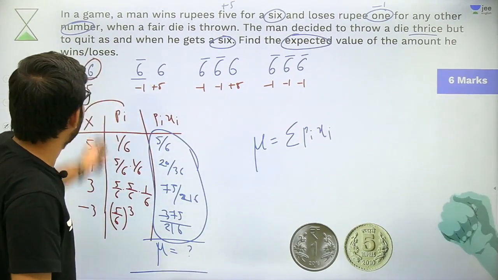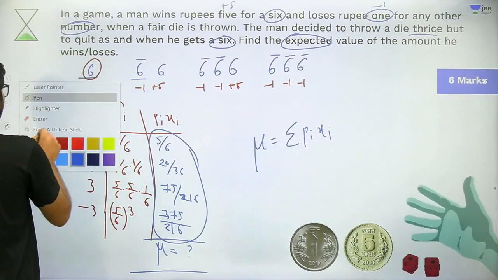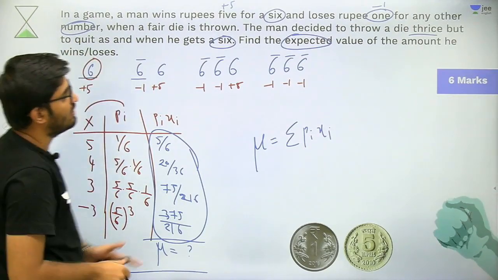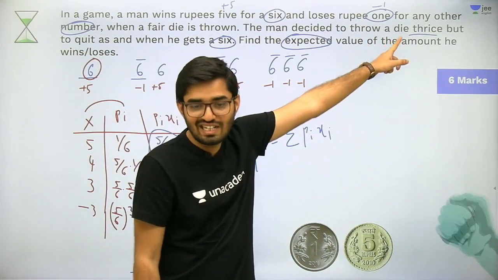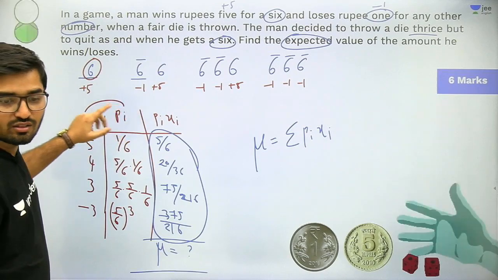See, in this question there are 4 cases. Okay, 4 cases, like what are the 4 possible cases? Because he is taking 3 trials. Okay, he will throw the die 3 times. But if he gets a 6, he will quit. So what are the possibilities?